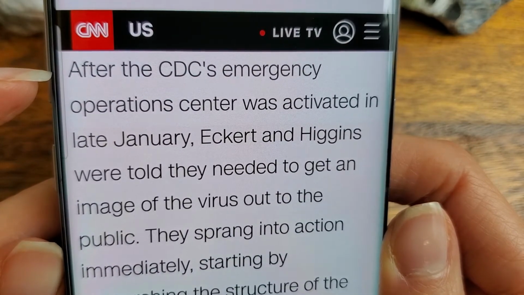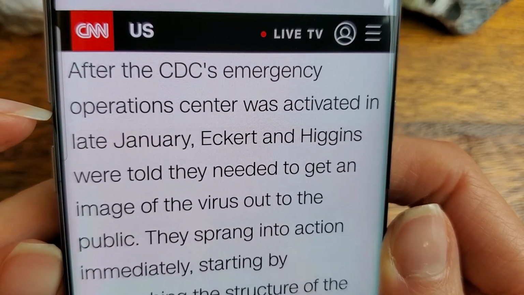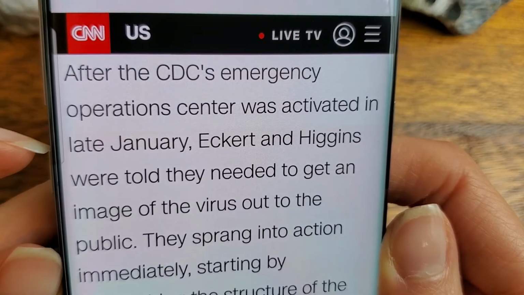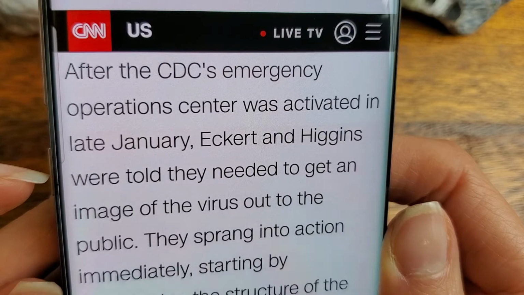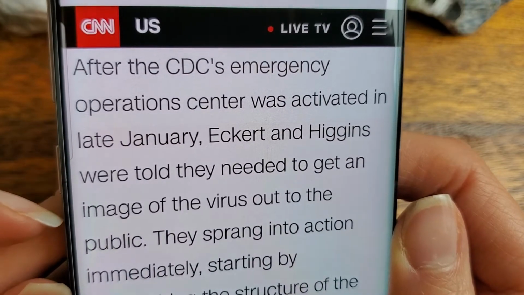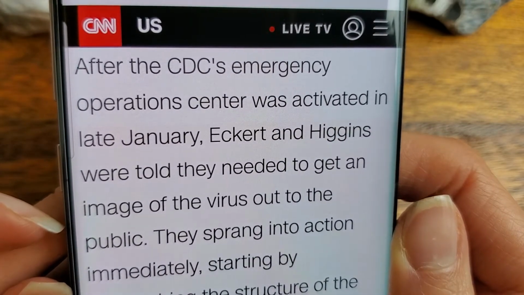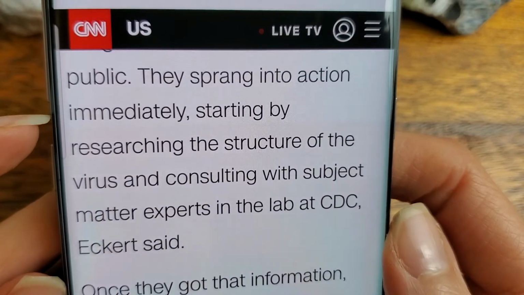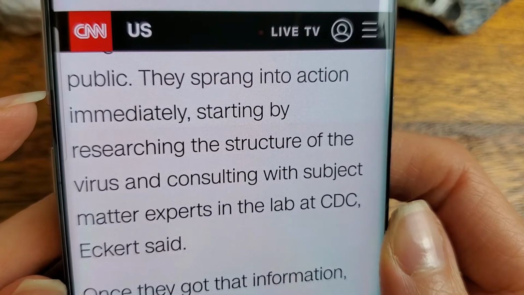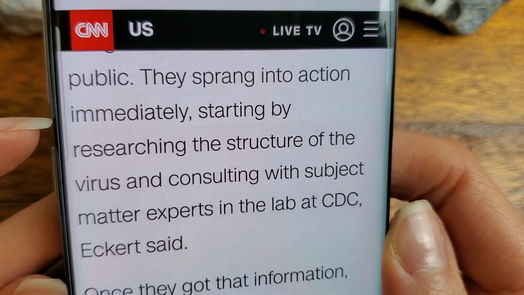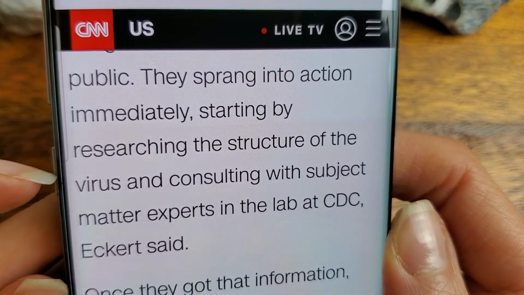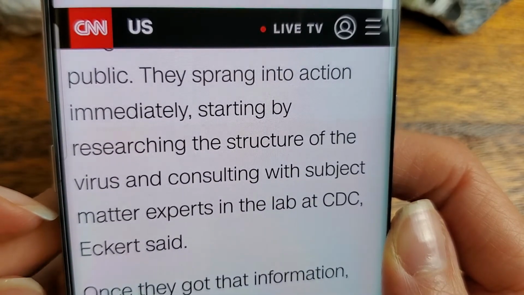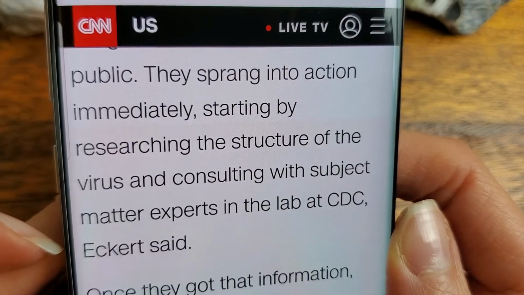After the CDC's Emergency Operations Center was activated in late January, Ecker and Higgins were told they needed to get an image of the virus out to the public. They sprang into action immediately, starting by researching the structure of the virus and consulting with subject matter experts in the lab at CDC, Ecker said.